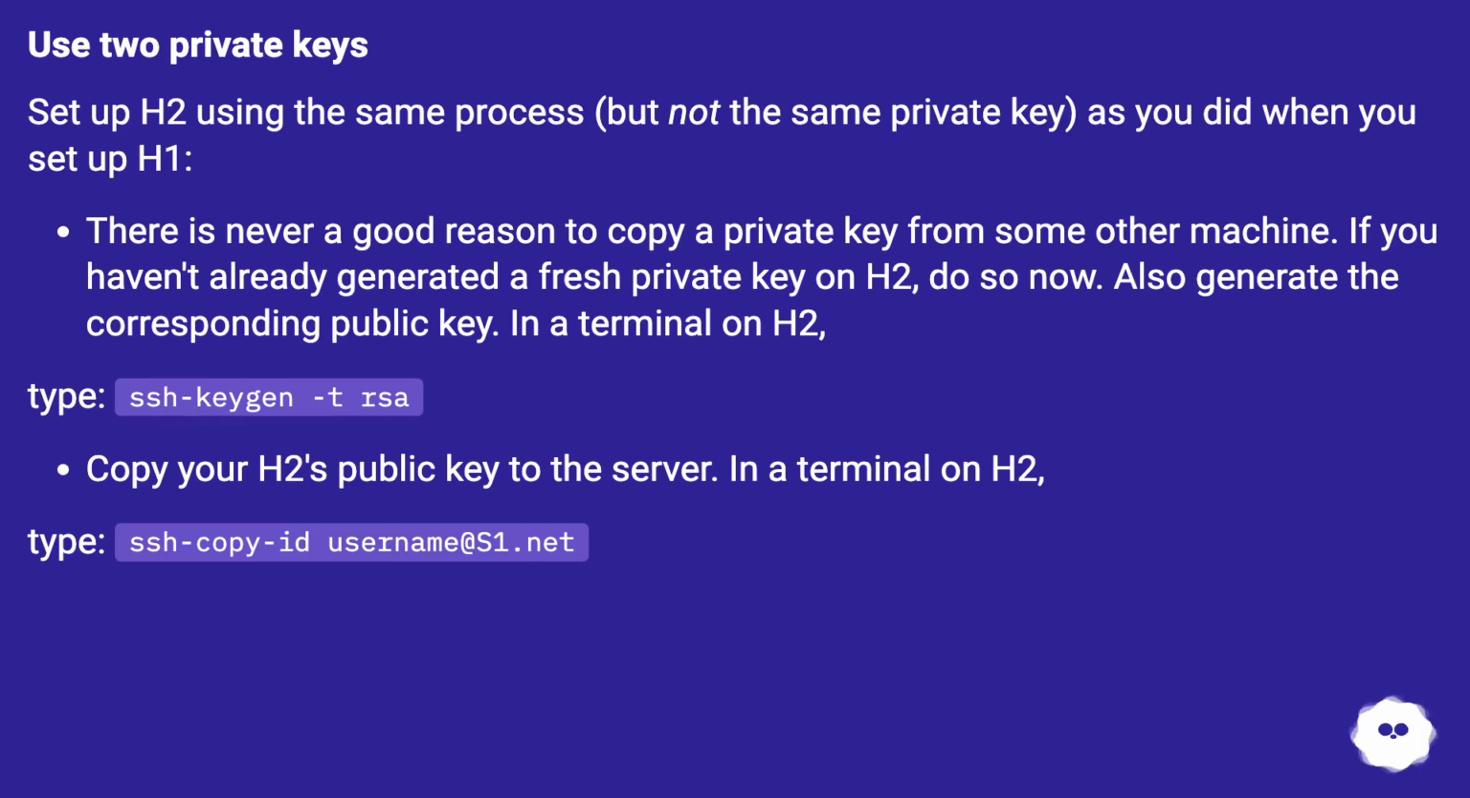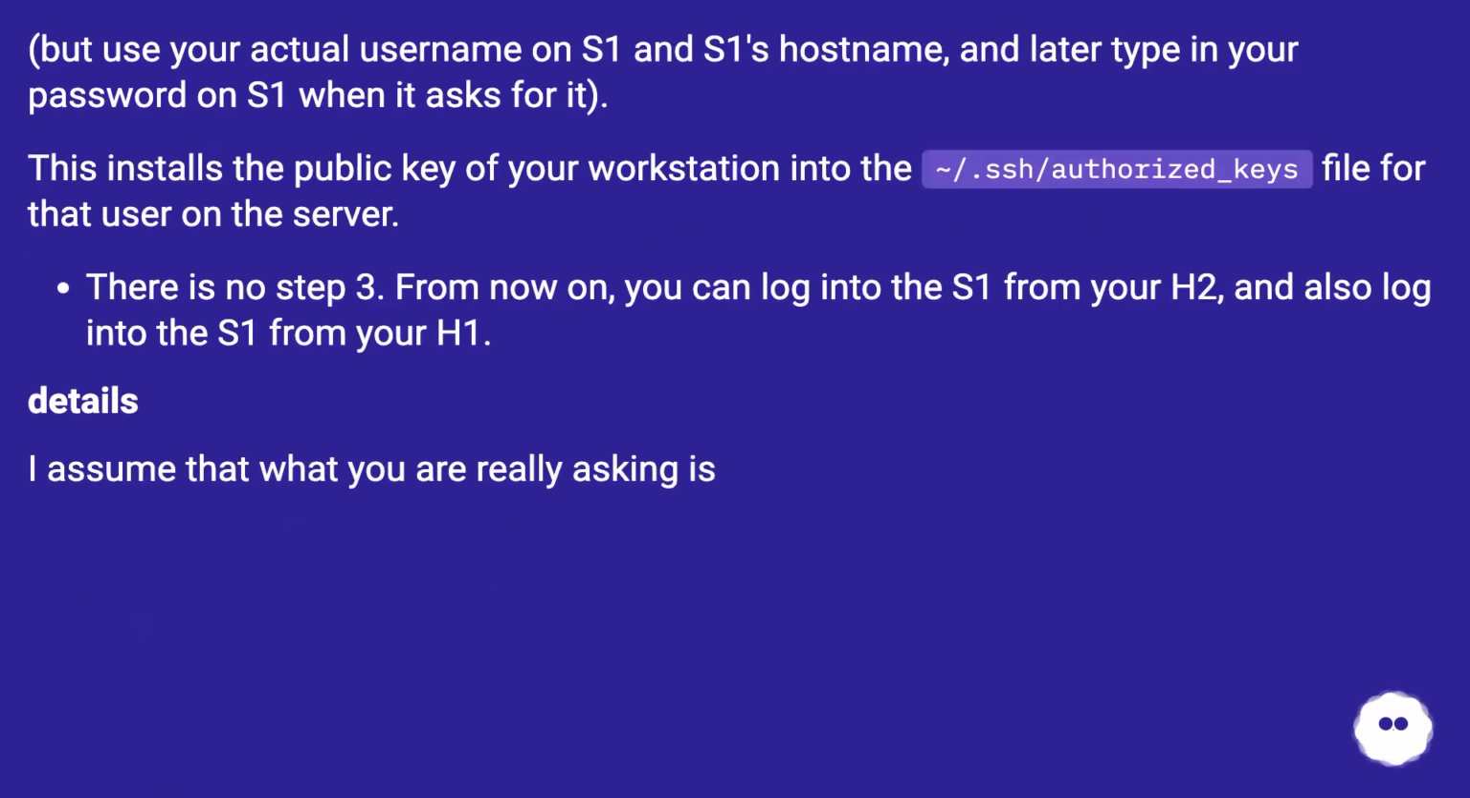Copy your H2's public key to the server. In a terminal on H2, type ssh-copy-id username@s1.net. But use your actual username on S1 and S1's hostname, and later type in your password on S1 when it asks for it. This installs the public key of your workstation into the ~/.ssh/authorized_keys file for that user on the server. There is no step 3. From now on, you can log into S1 from your H2 and also log into S1 from your H1.